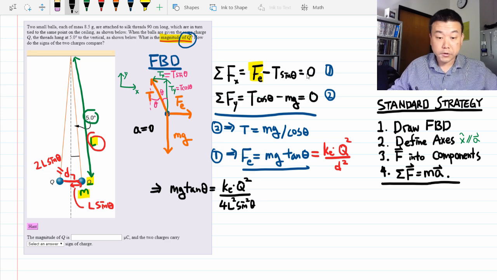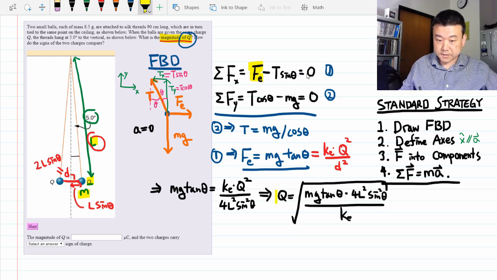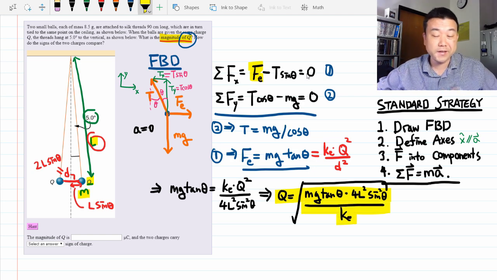Okay, let's solve it for q. All right, so this is q. We can probably simplify it more, but since we have all the numerical values and we're not planning on doing anything with it, it seems like there's no real payoff here.